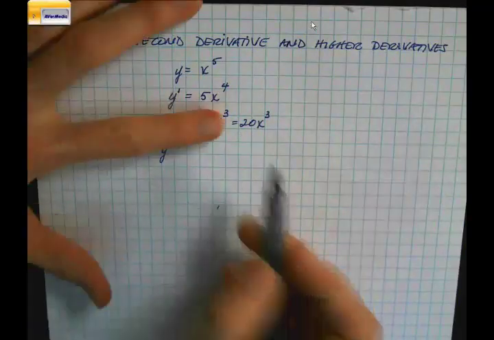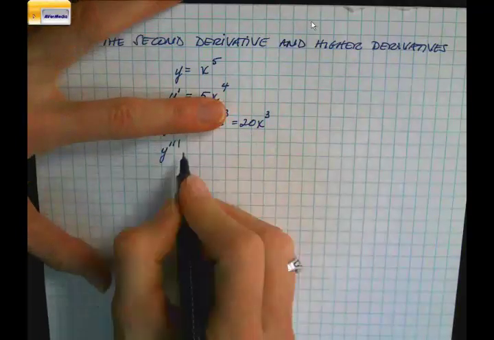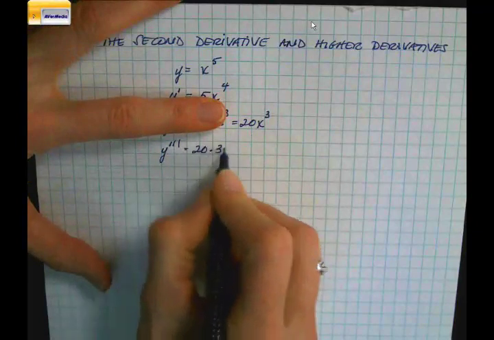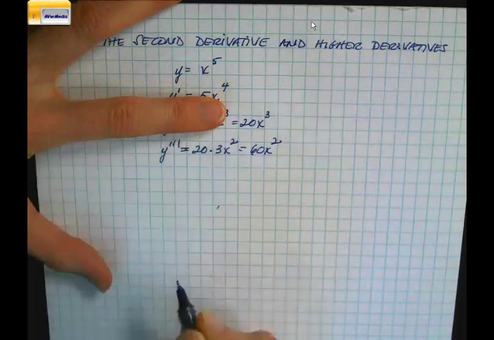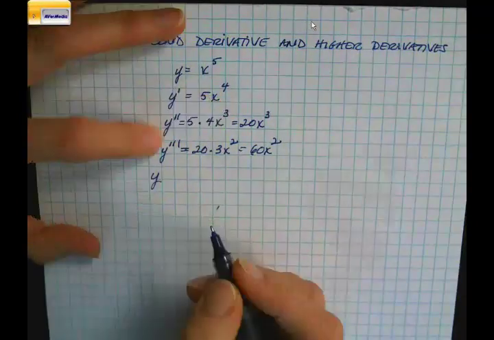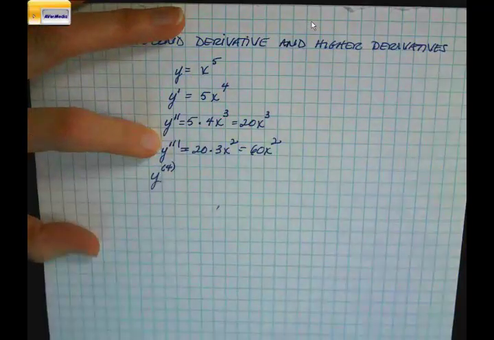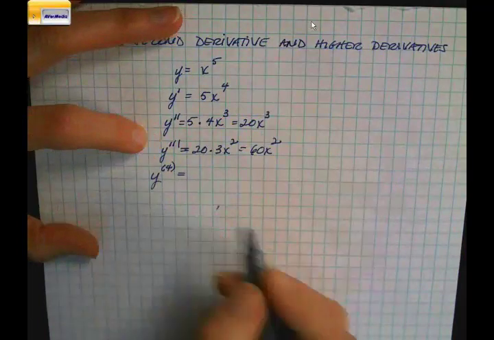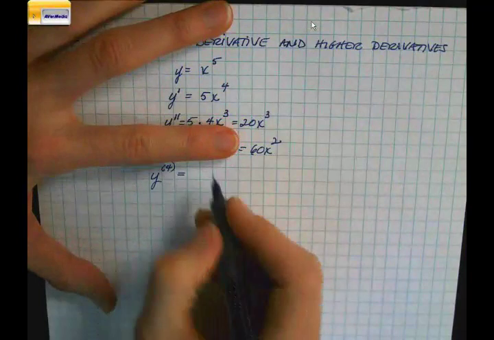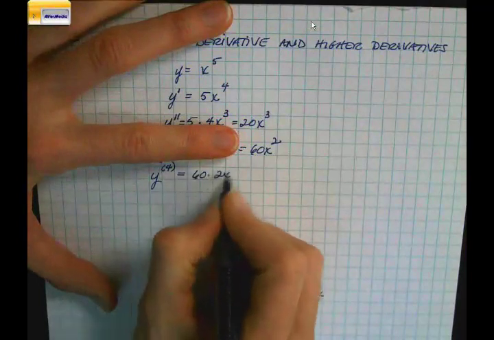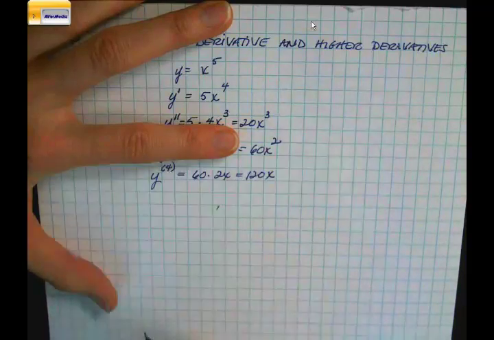The third derivative would be to take the derivative of the second derivative, okay, which would be 60x squared, which is 20 times 3x squared, which is 60x squared. That's the third derivative. The fourth derivative, we don't put 4 apostrophes. They just put the little 4 up here in parentheses. And the fourth derivative would be the derivative of the third derivative, which is the derivative of 60x squared, which is going to be 120x, which is 60 times 2x to the first power, which is 120x.